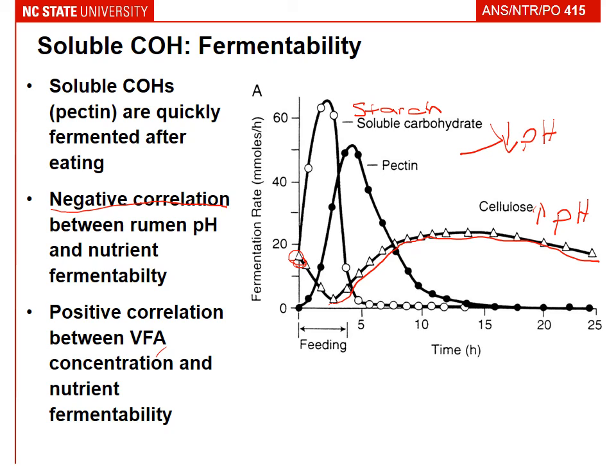Compare that with our pectin. Our pectin isn't as quickly fermented, but it's pretty close to our starch. So our soluble fibers, pectin and guar gum, are all pretty similar. You can see about 3 hours after we peak, and they're all fermented about 12 hours later.